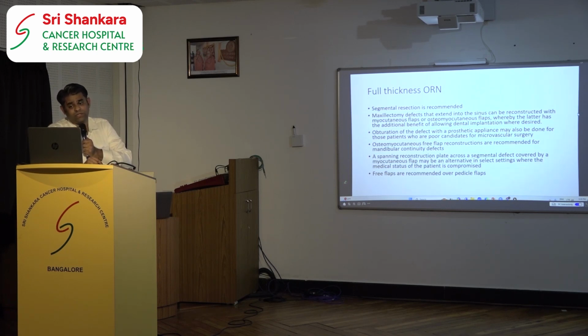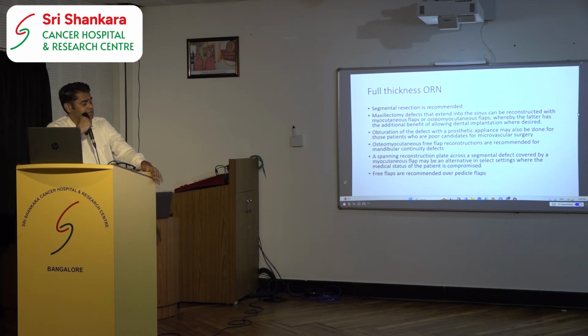The advantage is that you can also do dental implantation in these patients, because these are cancer survivors who have problems due to ORN. Obturation can also be used if the patients are poor candidates for microvascular surgery. But I would recommend doing a vascular flap.